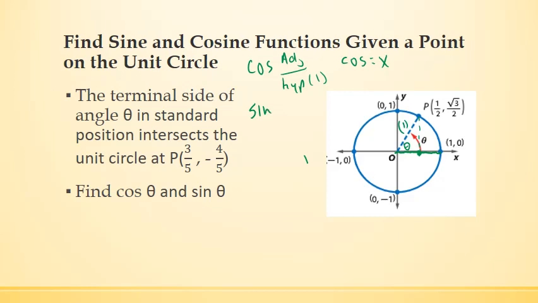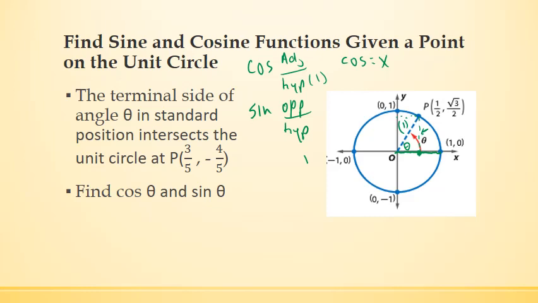Sine is opposite over hypotenuse. And of course here would be the opposite side, and a hypotenuse of 1, opposite from angle theta. And that's going to relate to the y-coordinate on the coordinate plane. So when we're talking about the unit circle, when we're asked to find the sine or the cosine, well, the cosine is going to equal the x-coordinate, and the sine is going to equal the y-coordinate.